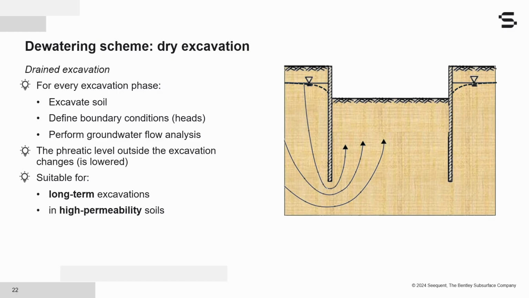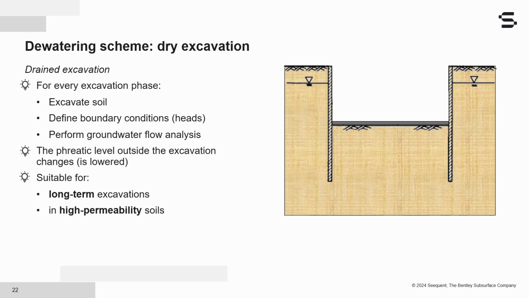And then we repeat the excavation, and we can see that the water table becomes a bit lower, and we continue until we reach the bottom of the excavation, and then we apply the stabilizing weight. And after that, we stop with dewatering, and the situation can return as it was before, and the groundwater head outside the excavation is again at its original position. So this situation is, let's say, suitable for long-term excavation in soils with high permeability.